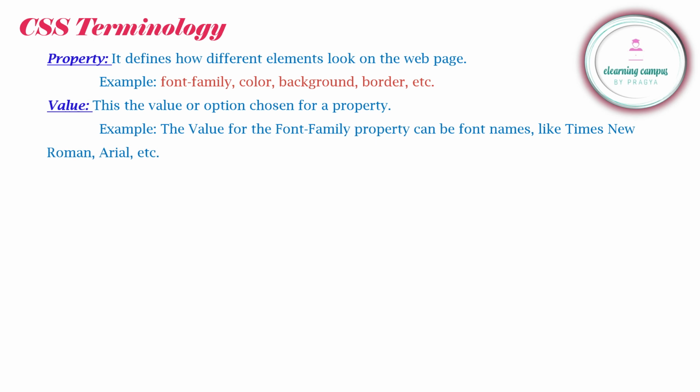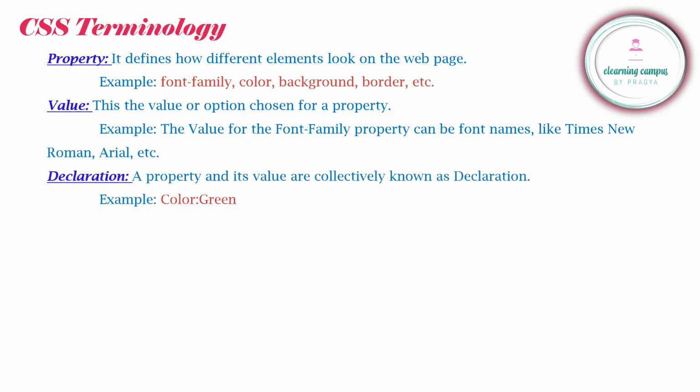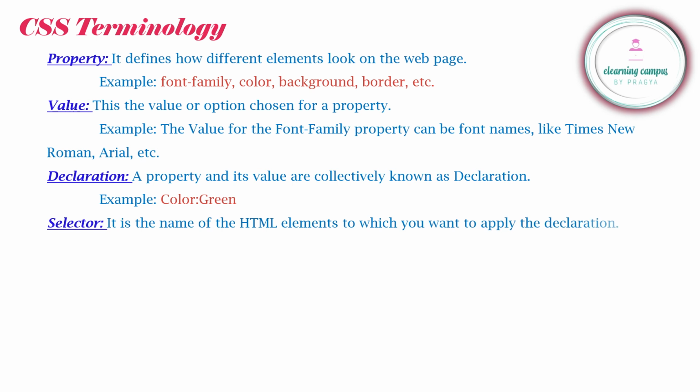For example, for the font family, the value can be Times New Roman, Arial, Calibri. Or for the color property, the values can be red, blue, aqua, any color it can be. So this is what property and value are. Now declaration. Property and value collectively are known as a declaration. For example, color, colon, green. So this whole thing combined together is known as a declaration.